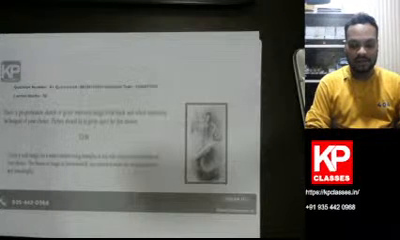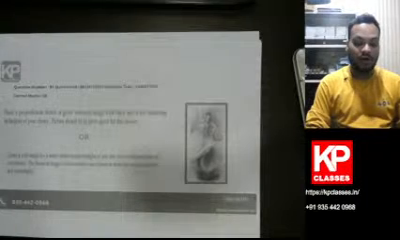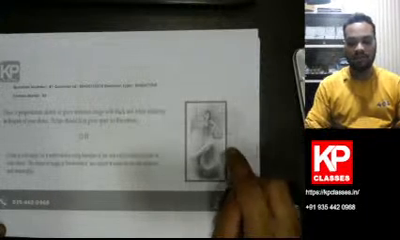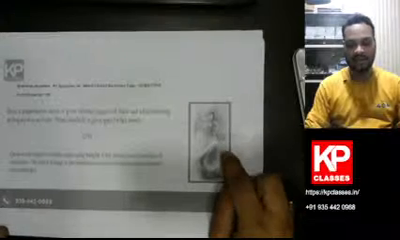In this question, there are two options given. The first question is saying, draw a proportionate sketch of the given reference image with black and white rendering techniques of your choice. Picture should fit in the given space for this answer, right? This is the question, and the picture is given on the right-hand side. You can see this image.